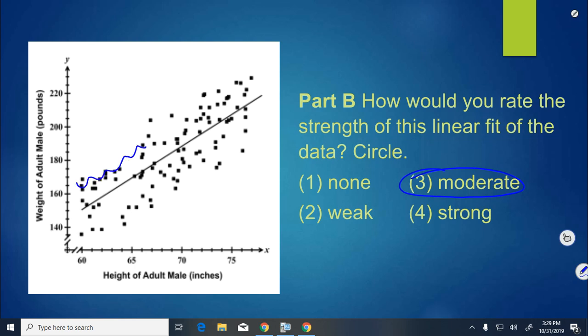So maybe if we remove some of these points here and only had the ones in this area, then we could say that we have a very strong relationship. But because we have some more points scattered above and below, spread out a little bit further, we can say that this is a moderate relationship.